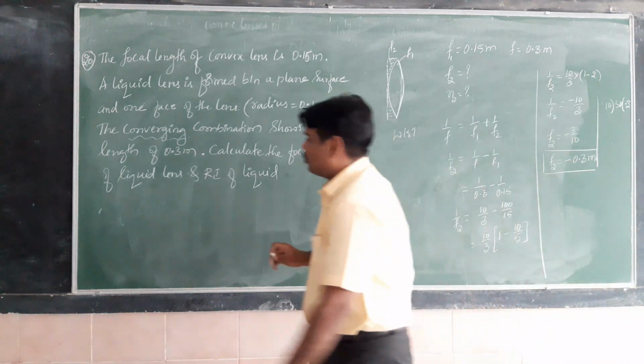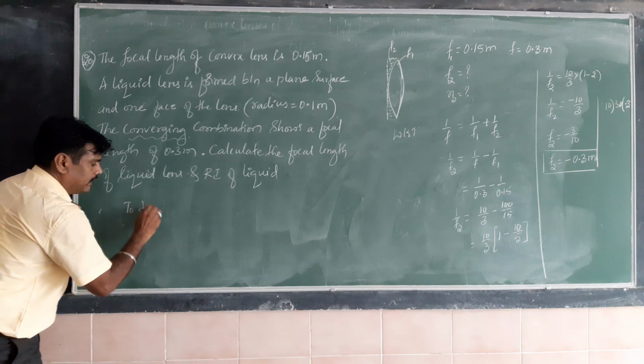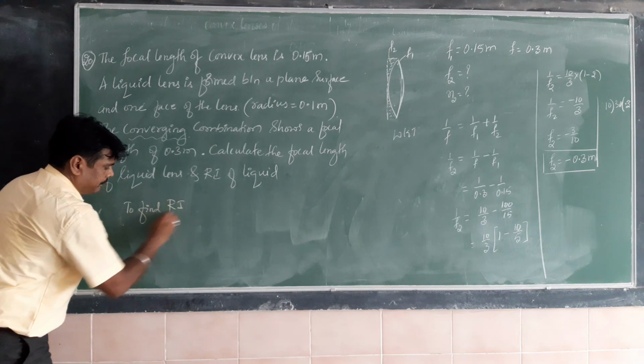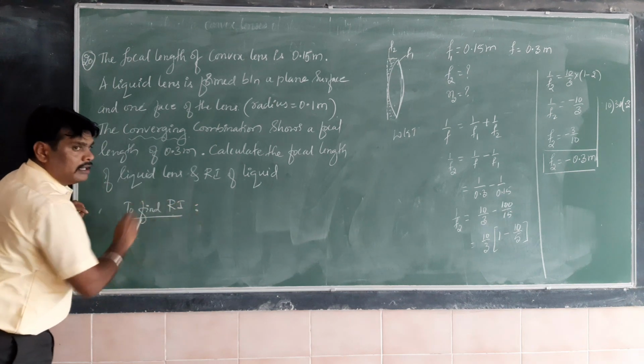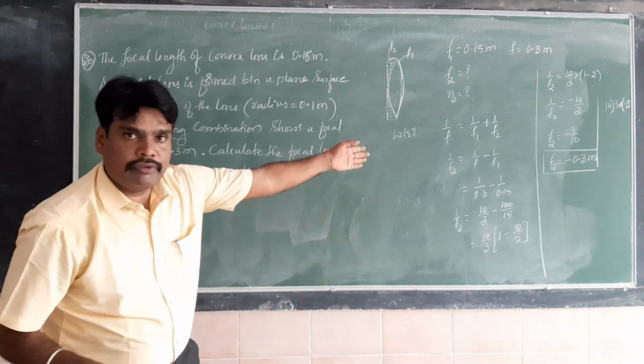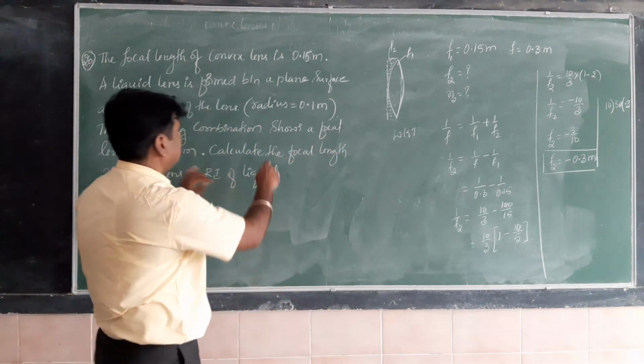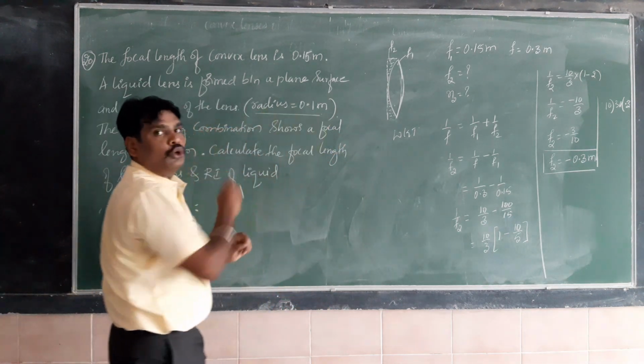Now we'll decide whether it is water or some other liquid, by finding the refractive index. So to find the refractive index, which formula is suitable? We want the refractive index. Focal length, we know that, right? If the focal length is a known value and the radius of curvature is also known.